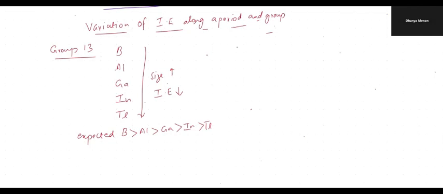I'll just explain with a graph. If a graph is drawn between ionization energy and Z, it's like this. We get a W sort of graph. Okay, and this is boron, this is aluminium, this is gallium, indium, and we have thallium.